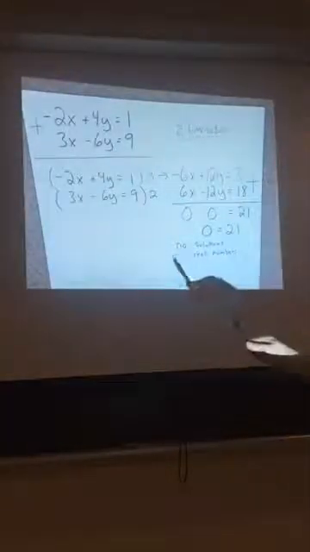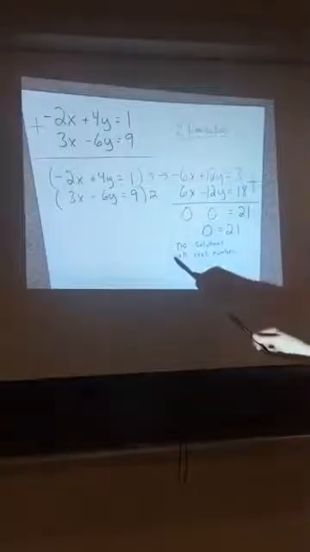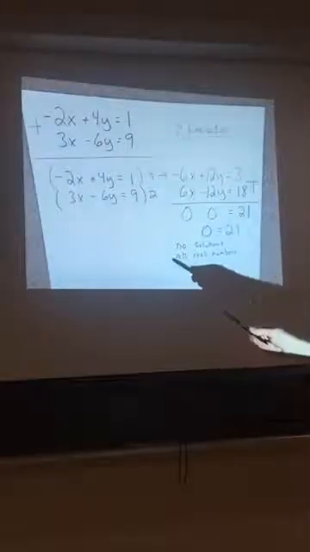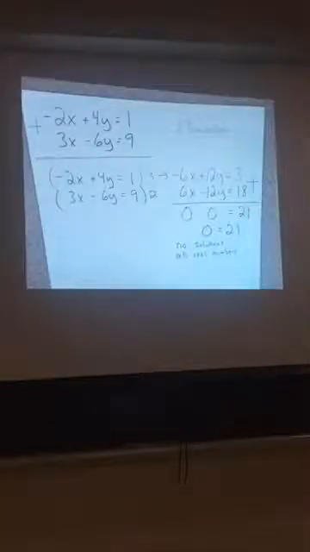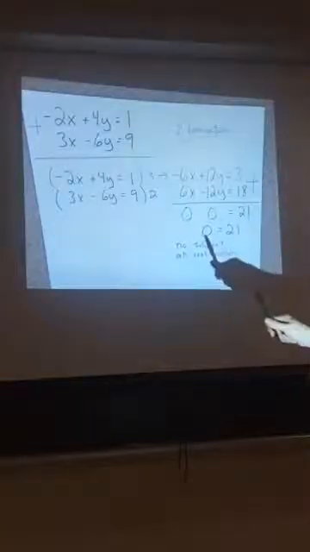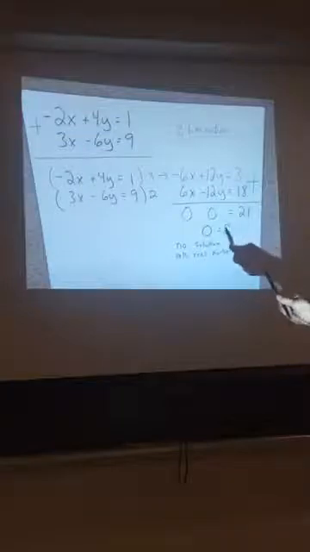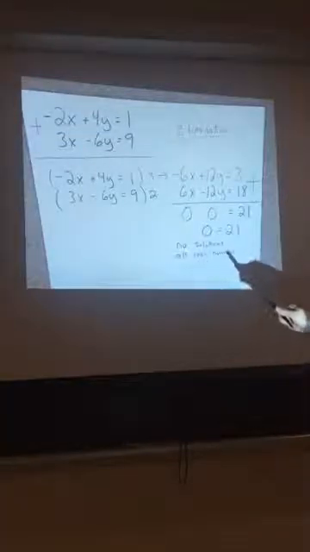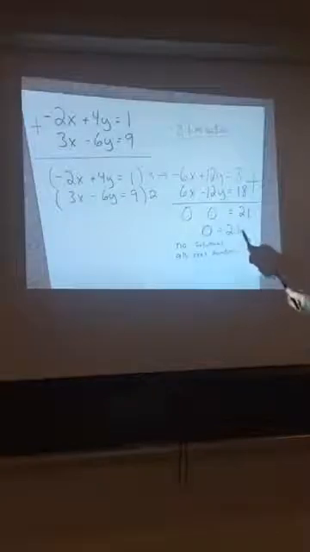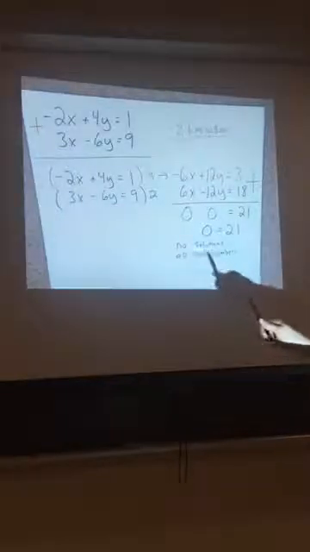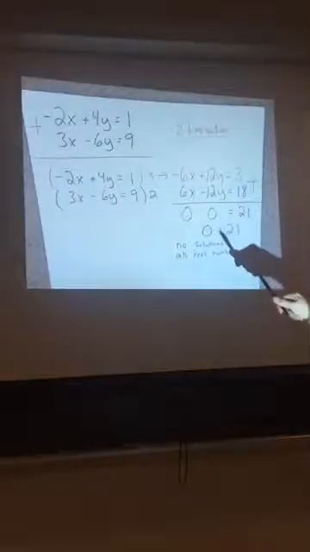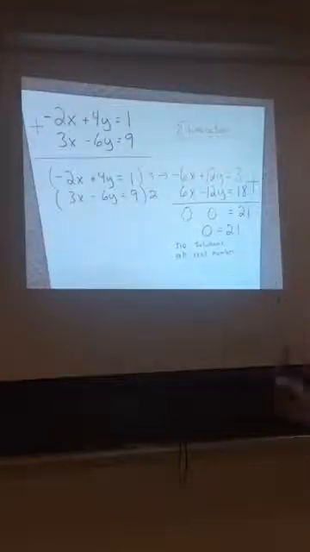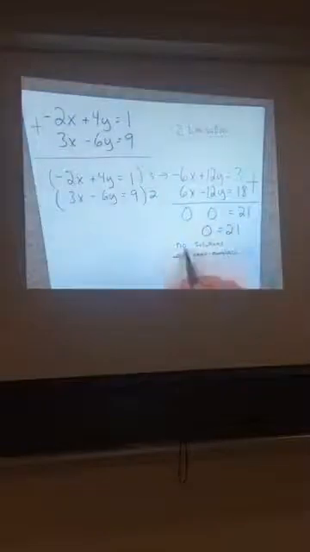Now, every book calls this something different. You'll see the word identity, you'll call infinitely many solutions, all real numbers, all kinds of stuff. We just call it all real numbers. So here's how you tell which one it is. If this line, when the letters go away, is true, it is all real numbers. If this line is false, it is no solutions. We did this on inequalities a while back with greater than and less than signs. Obviously 0 does not equal 21, so it's false. So the answer is no solutions.